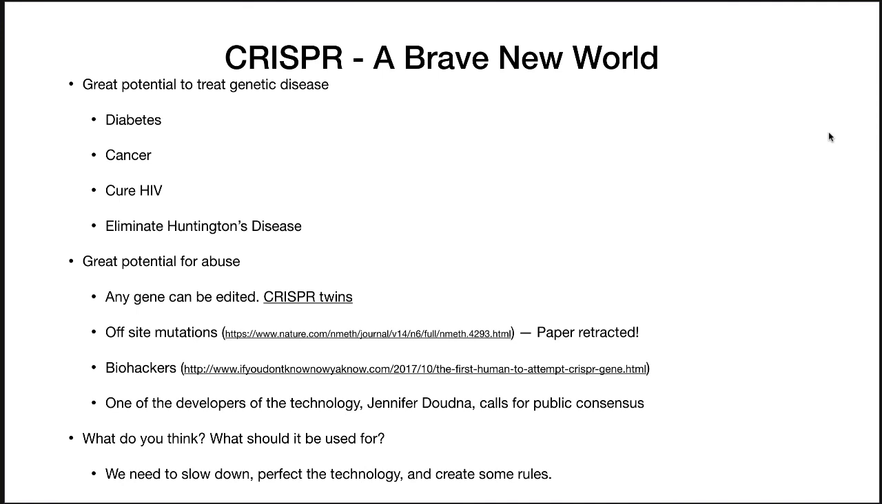And then there are idiots like biohackers that are actually trying to use CRISPR when they don't really understand what they're doing. One of the developers of this technology, Professor Jennifer Doudna, has called for a public consensus because she can see the dangers of this technology. One of the things that you should think about is, where do you think we should draw the lines? What do you think it's appropriate to use it for, and what is it not? In any case, we need to slow down, perfect this technology, and create some rules.